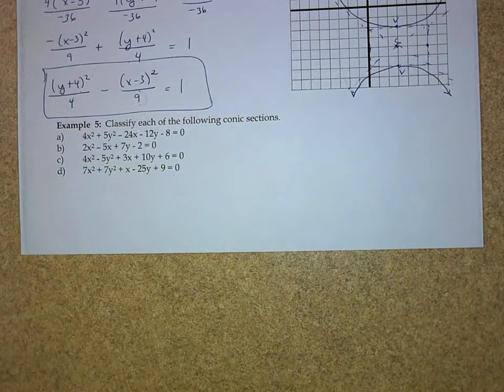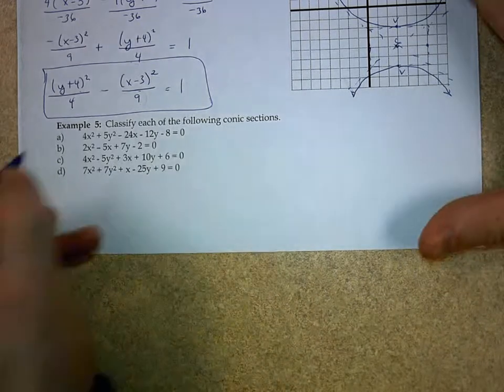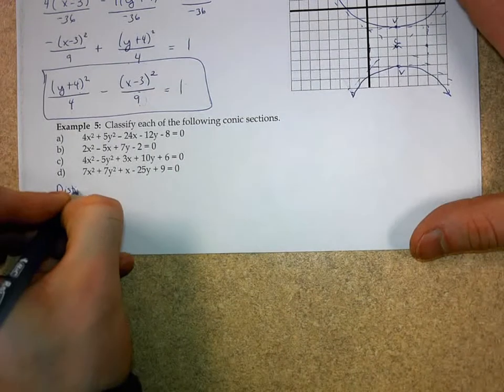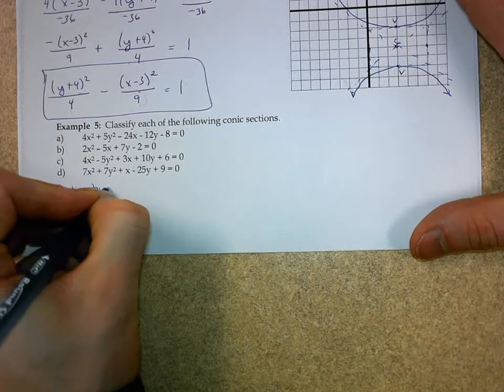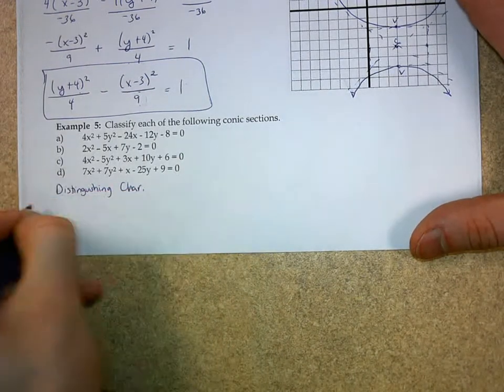The last section is classifying each of the conics. And when we classify the conics, we want to look at a distinguishing characteristic for each. So at the bottom here, let's write distinguishing characteristics.